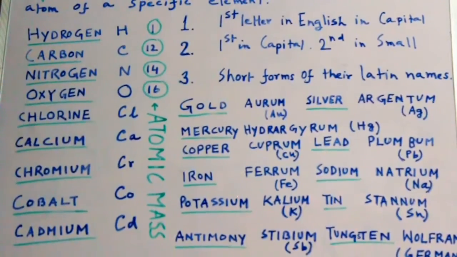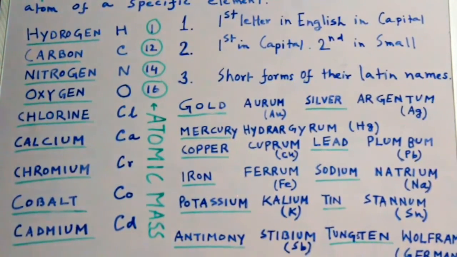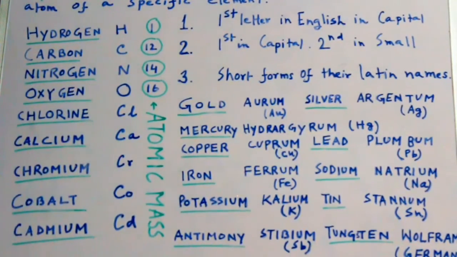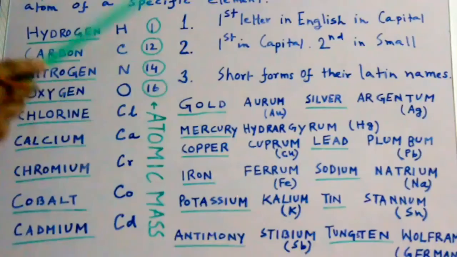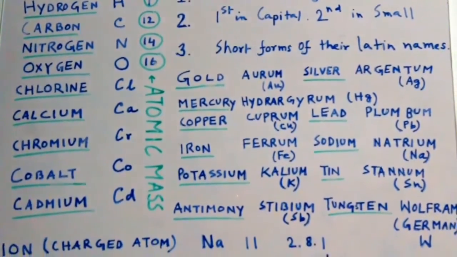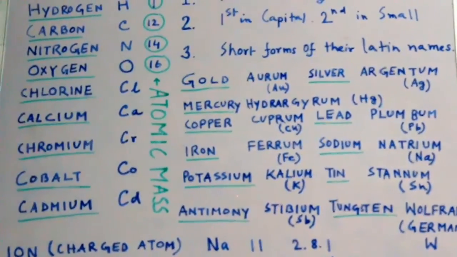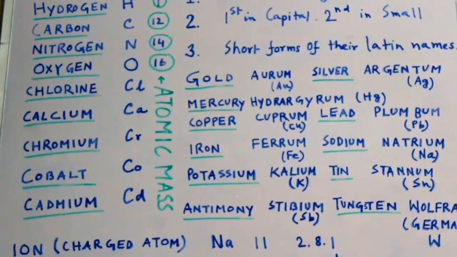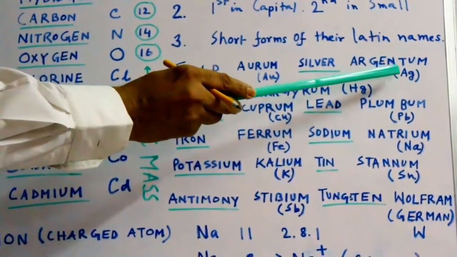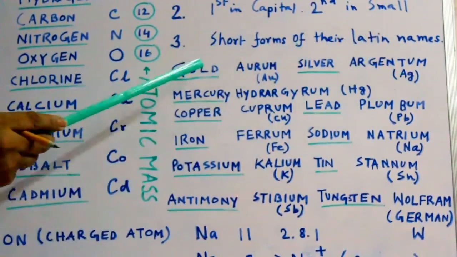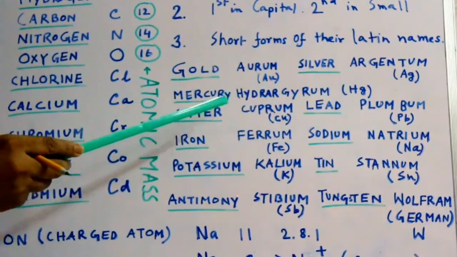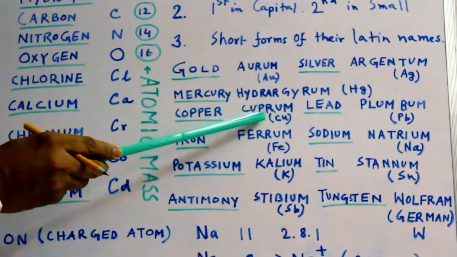Now the third one is the short form of their Latin names. For example, the symbol of gold is Au. Where are we getting Au from? Au is coming from aurum. Aurum is the Latin name of gold, so the symbol of gold is Au. Silver, Latin name is argentum, so the symbol is Ag. Latin name of mercury is hydrargyrum, symbol is Hg. Copper, the Latin name is cuprum, symbol is Cu.